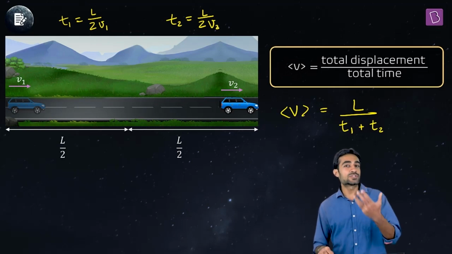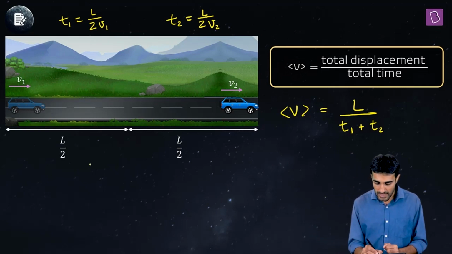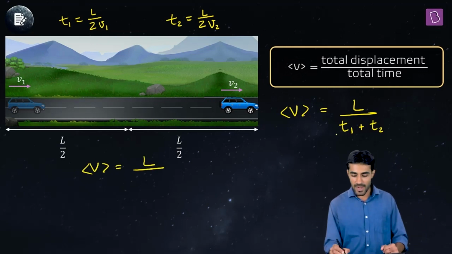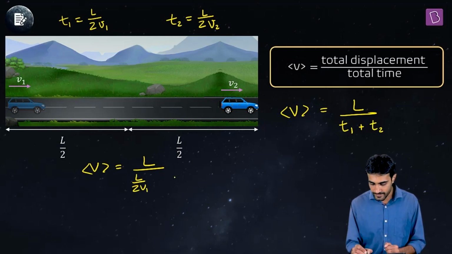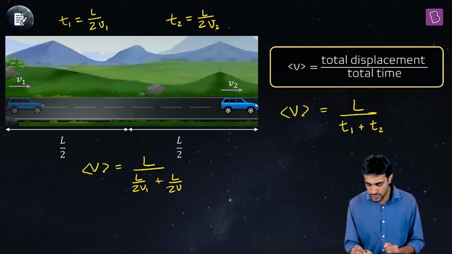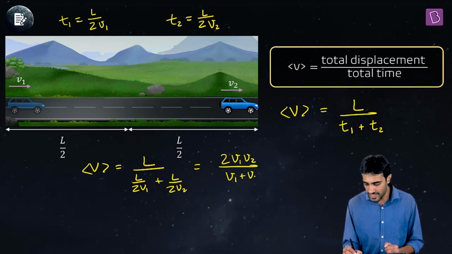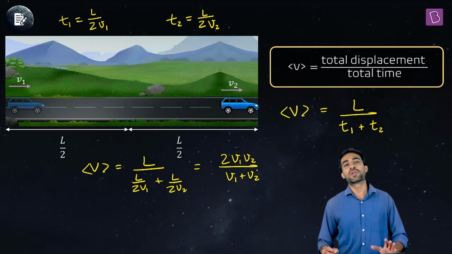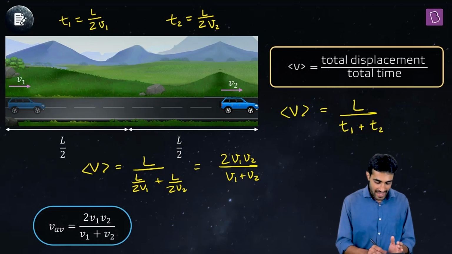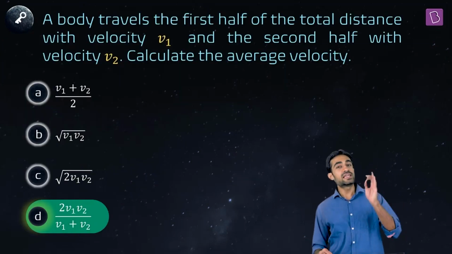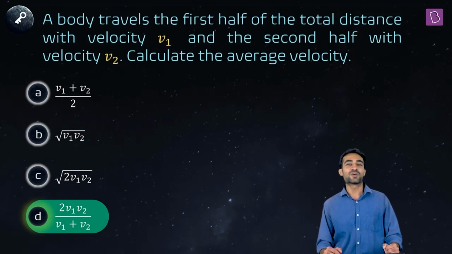Now let us find the average velocity. So average velocity you can see is total displacement L divided by T1 plus T2. T1 is L by 2v1 and T2 is L by 2v2 and from this we are getting 2v1v2 divided by v1 plus v2. This is our average velocity. Got it? Yes. So we got the final answer and let us see the options and option D is the right answer for our question.